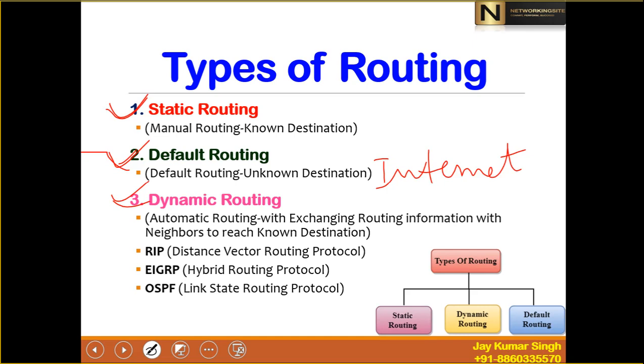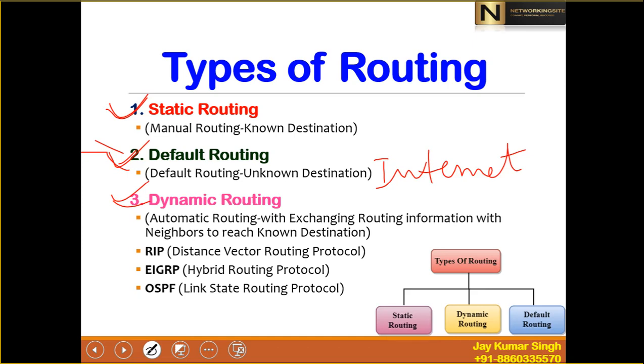But static will tell you that if you want to go to Yahoo, YouTube, Facebook, you have to configure all those addresses manually. In default, there is no need to configure; just configure that I want to communicate. Can you configure static routing nowadays for Yahoo, Google, Facebook, Messenger? There are millions of websites, millions of networks. It's not possible, right? So in companies, for internet access, they use default routing.